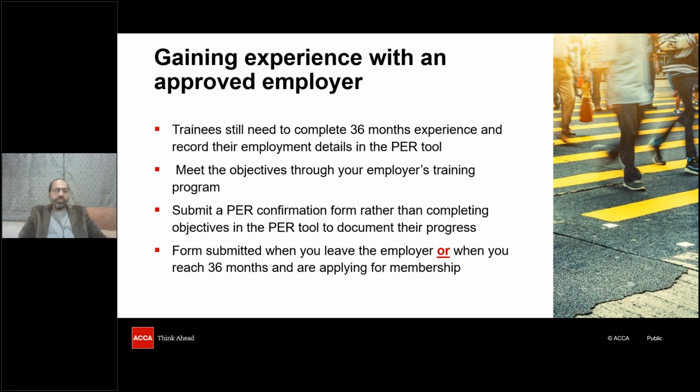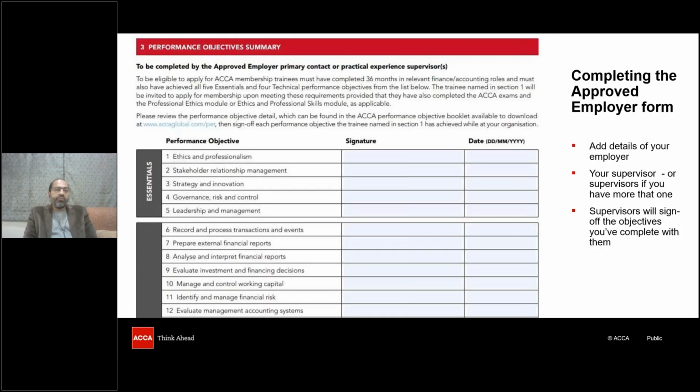All right, so in that particular case, you still have to meet the performance objectives, and you still have to complete the time requirement, right? However, the way to record the performance objectives or the elements is different. The form that you need to get signed off when you're working with an approved employer looks like this. So you don't have to write down your 200 to 500 word statements. However, the structure of those performance objectives, the elements, all remain in place.